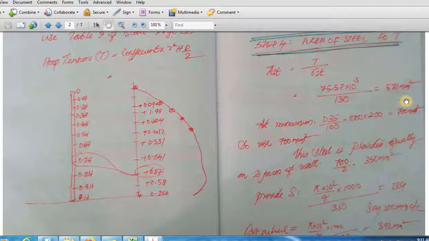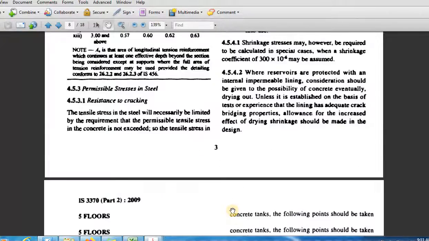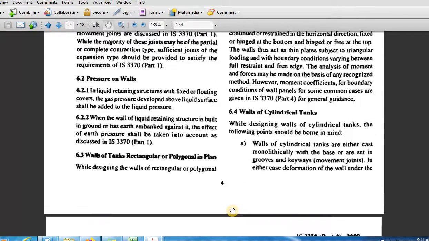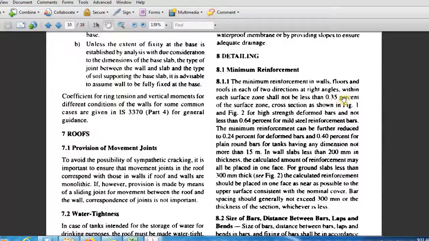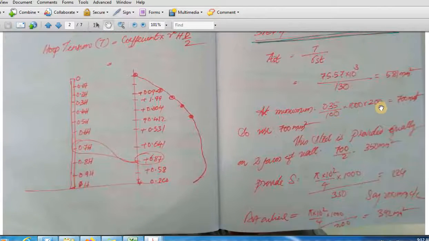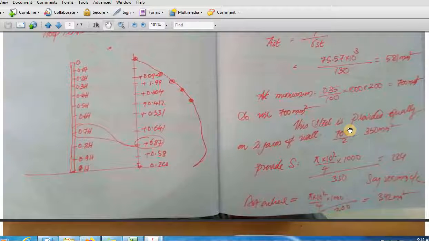So you will get 581 millimeter square, but as per the code, the minimum area of steel is 0.35 percentage, given here, if you are using Fe415. So let us take 0.35. It will come around 700 millimeter square. Instead of 581, which is less than the minimum, use 700 millimeter square.